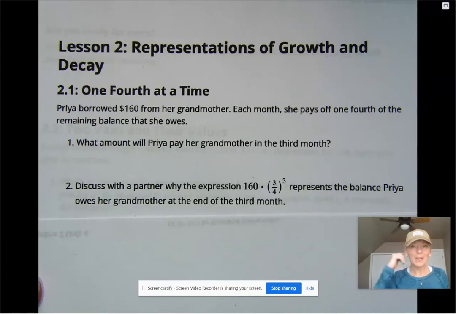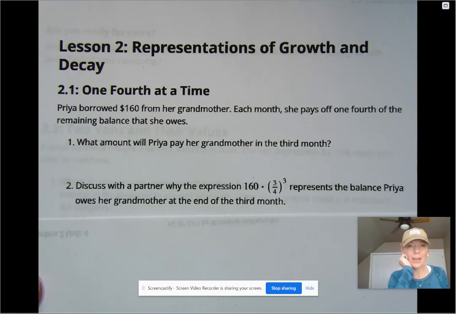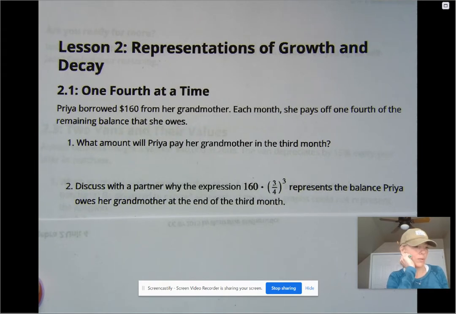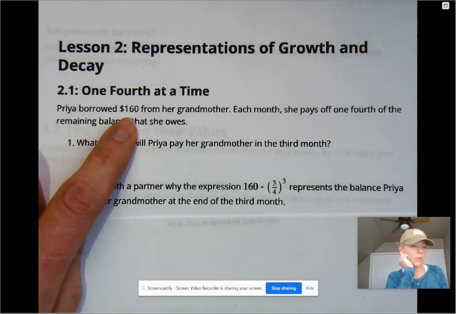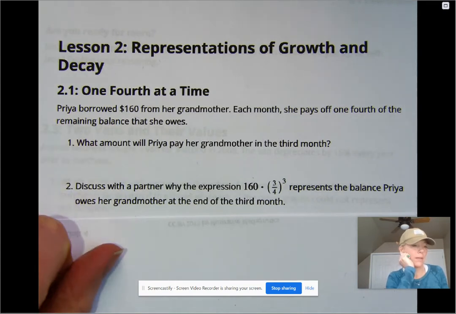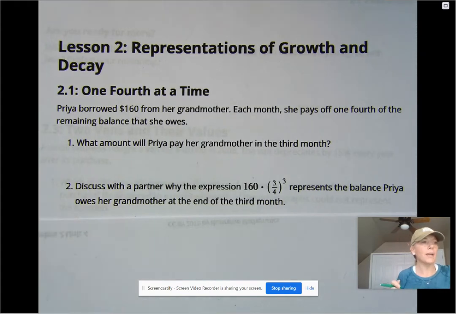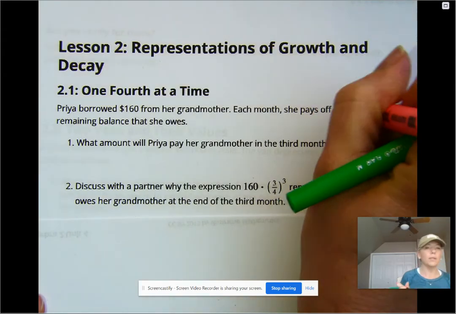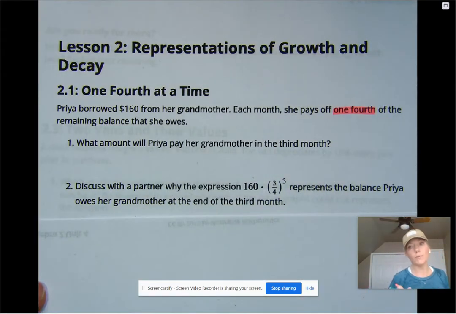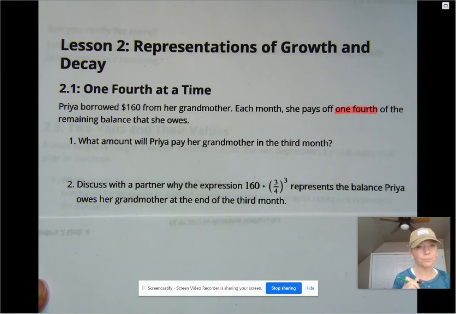All right, so let's go ahead and take a look at your warm up for today. So it's about this person, Priya, who borrowed $160 from her grandmother. So she owes her grandmother some money, and she's got an interesting way about paying her off. So she's paying 1/4 of the remaining balance that she owes. So we could use a fraction, 1/4. We could use a percent, 25%, either way.